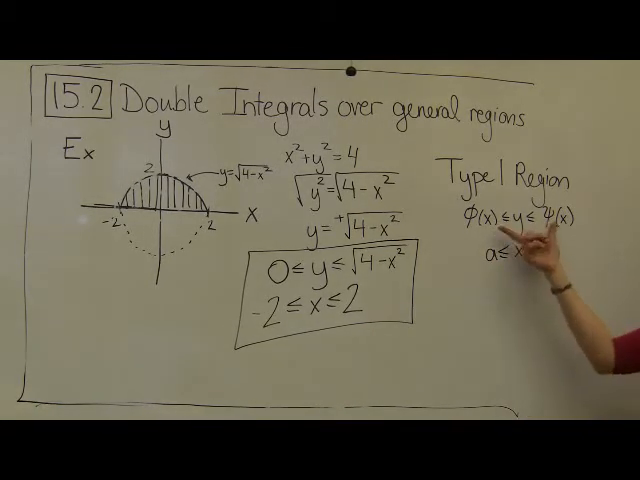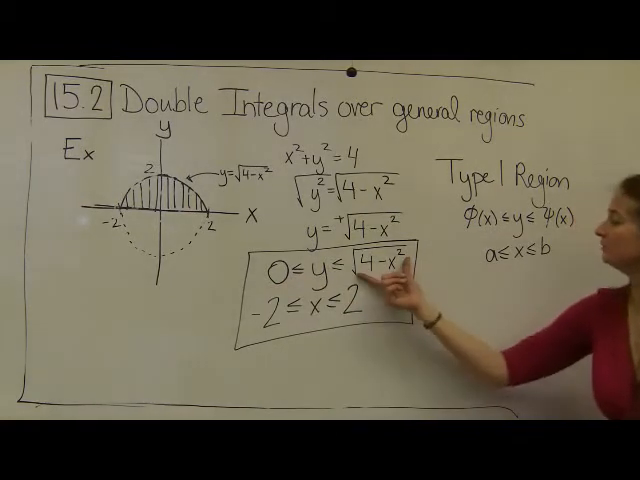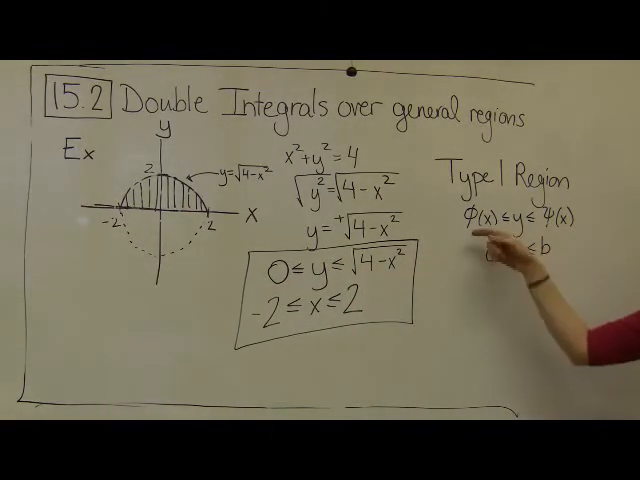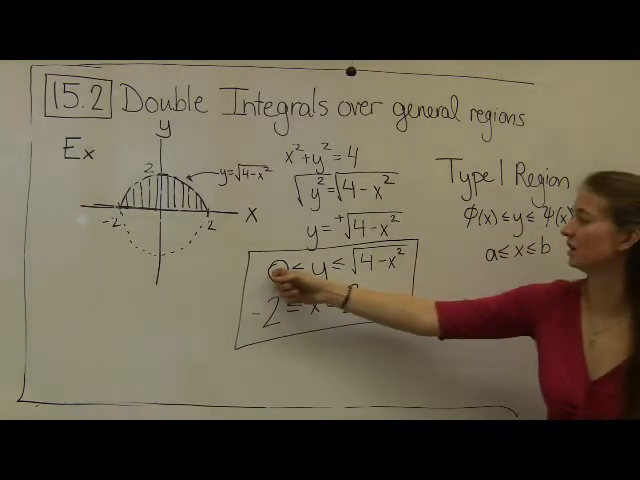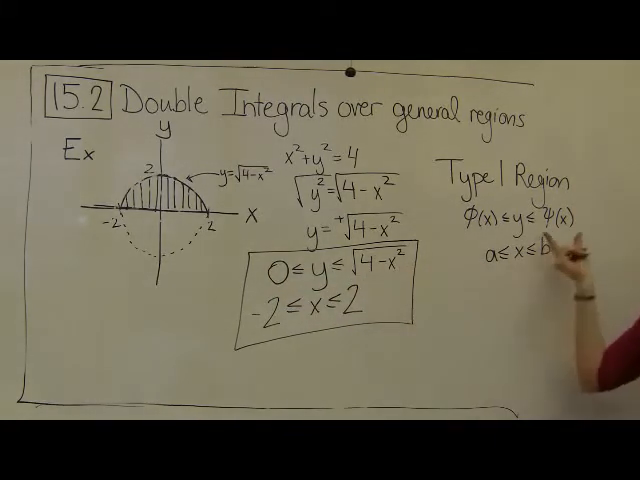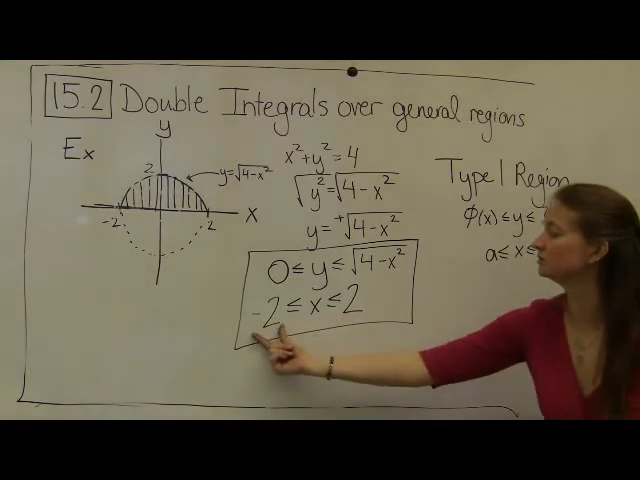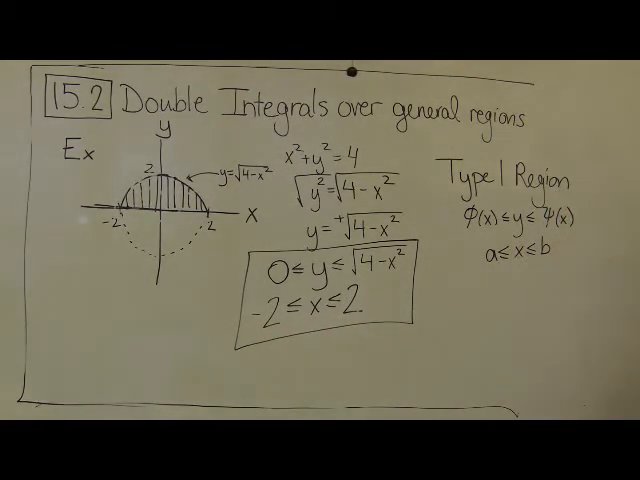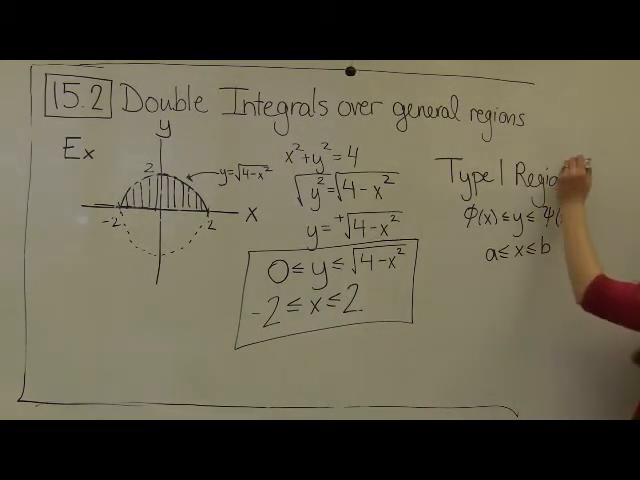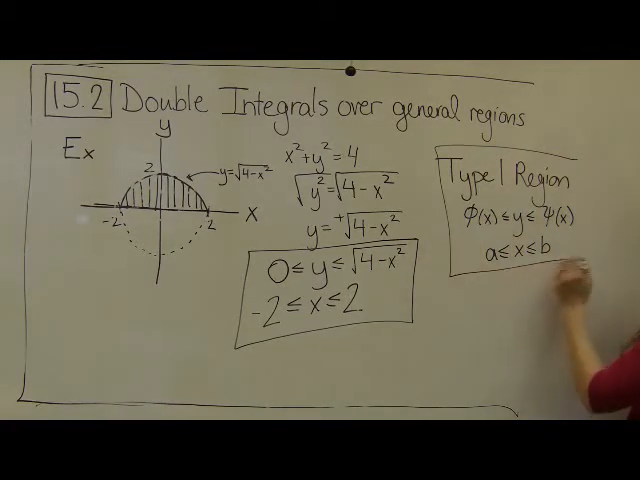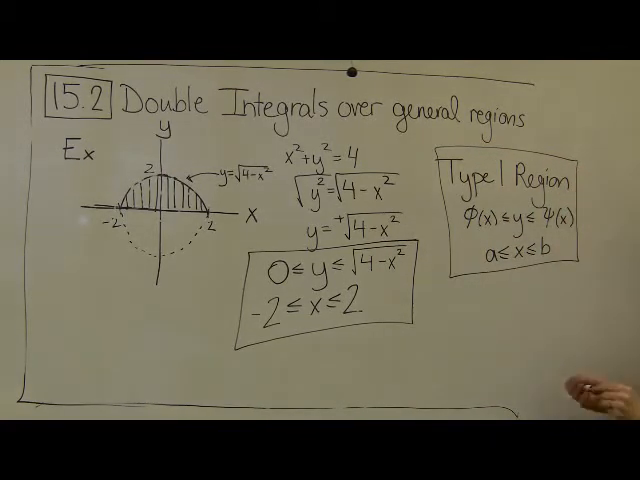This is a type 1 region because the bounds on my y are functions. It turns out that in this case, the lower bound is also just a constant, but the upper bound is certainly a function of x, whereas the bounds on x are just flat numbers. They go from -2 to 2. So this is my definition of a type 1 region. Let's see another example of a type 1 region.